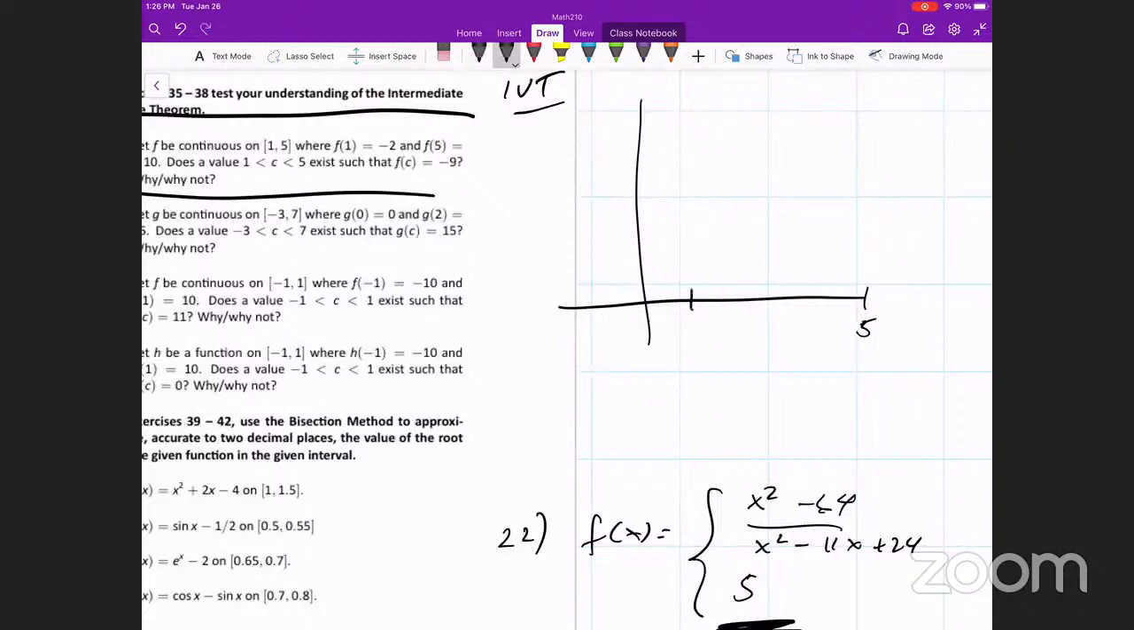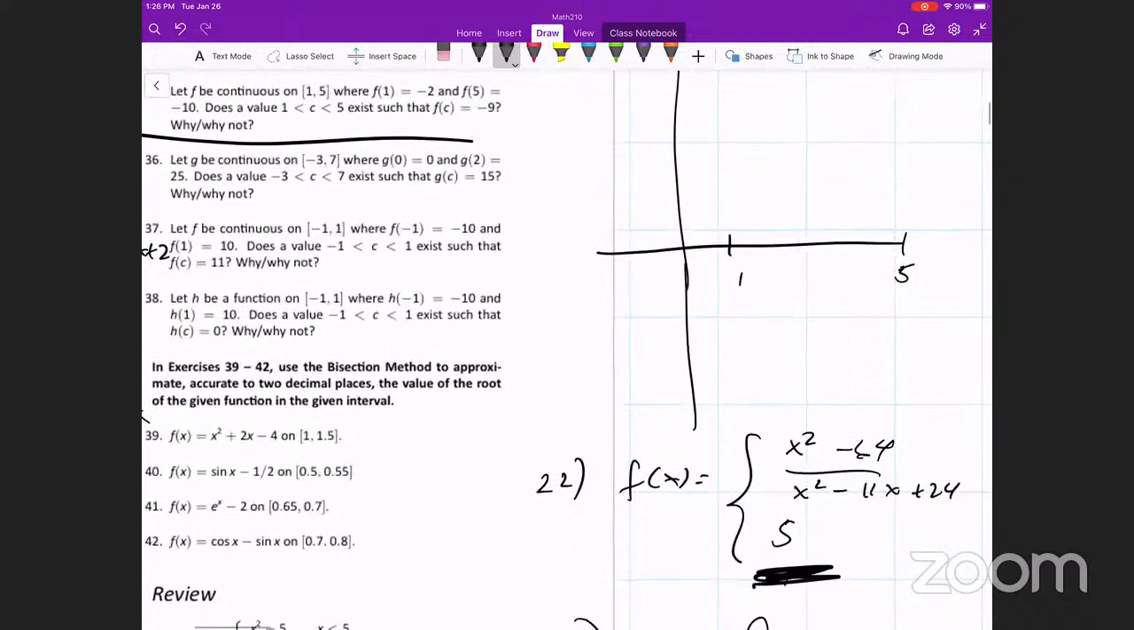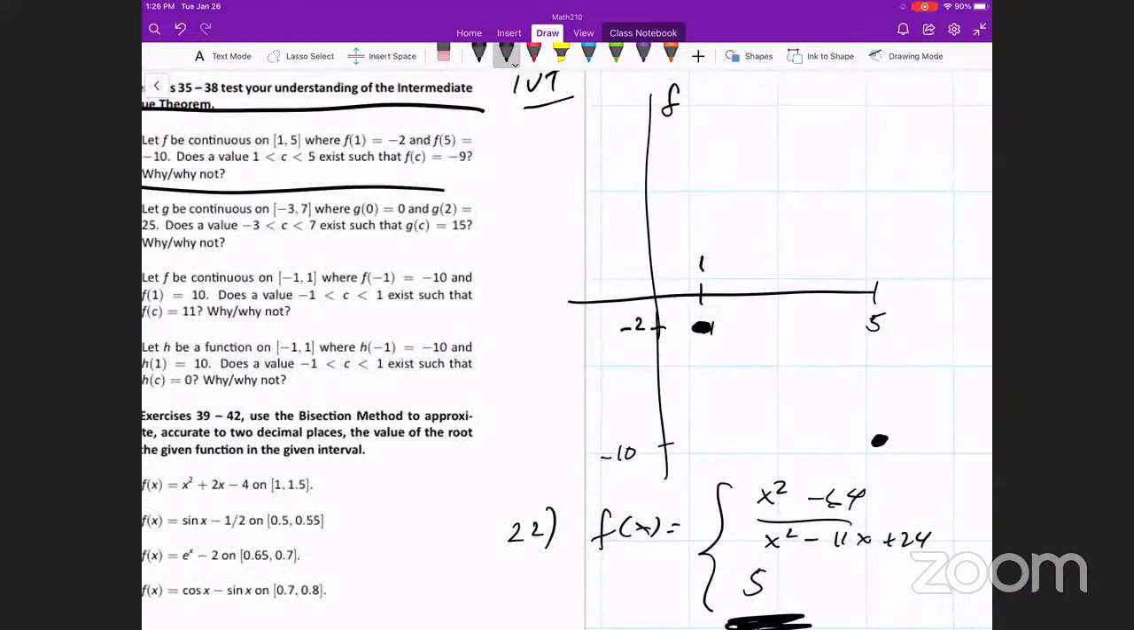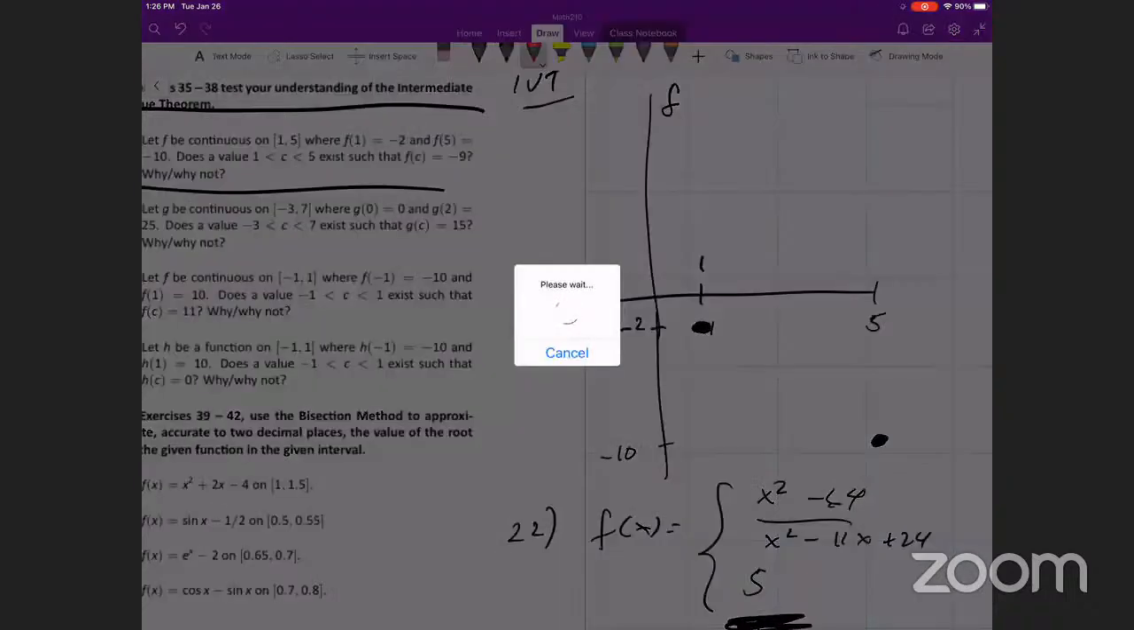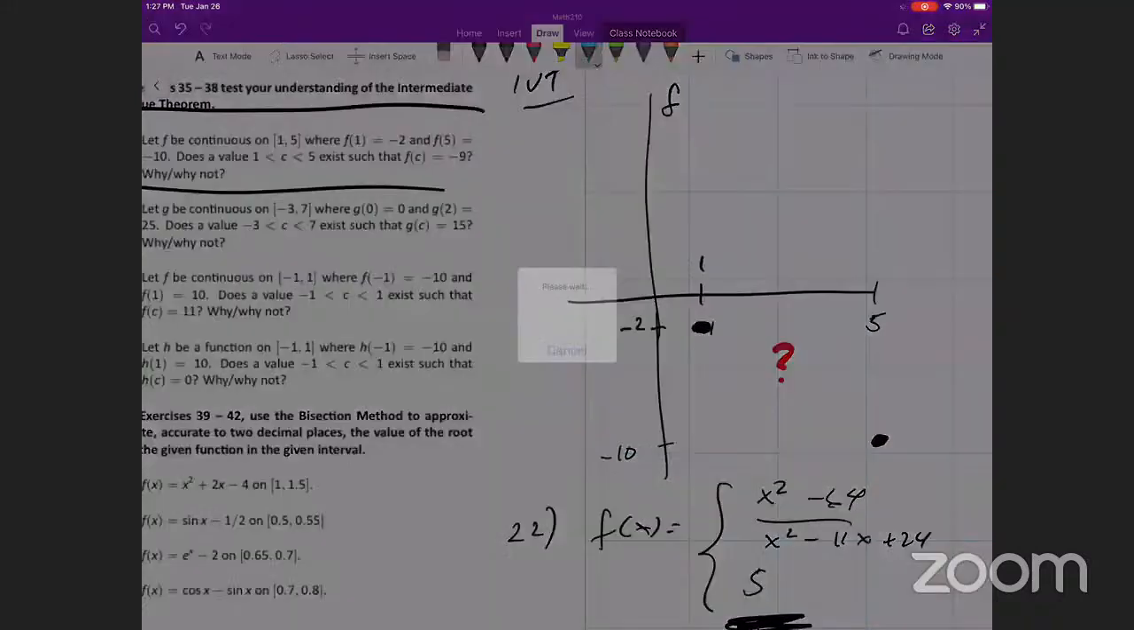So graphing this thing from 1 to 5, something like that. It's continuous there. You know that f of 1 is minus 2, and f of 5 is minus 10. So I'm going to put minus 2 here, so I can fit minus 10 here. They say f of 5 is minus 10, so that's what f of 5 is, and this is f of 1. Now my function f has to be continuous. I don't know what it looks like, but it's going to connect up those two points in some way. So it could look like this.